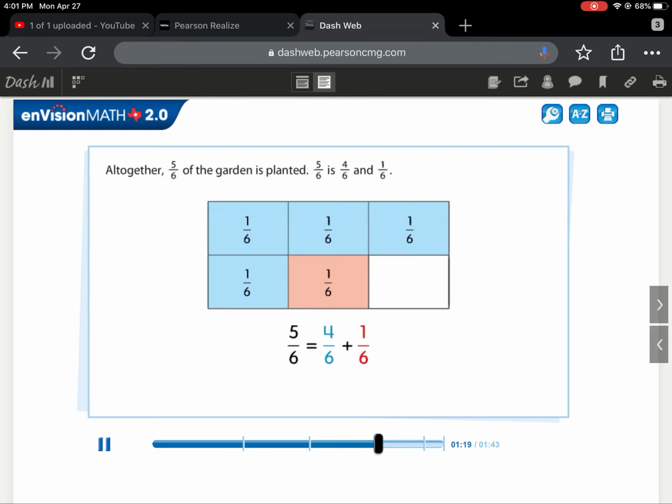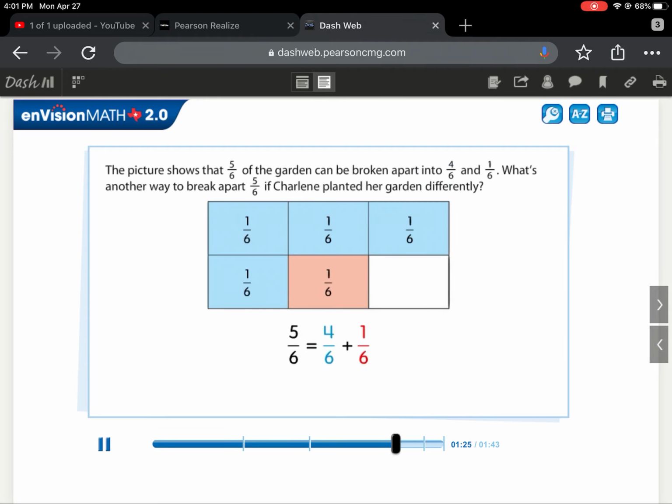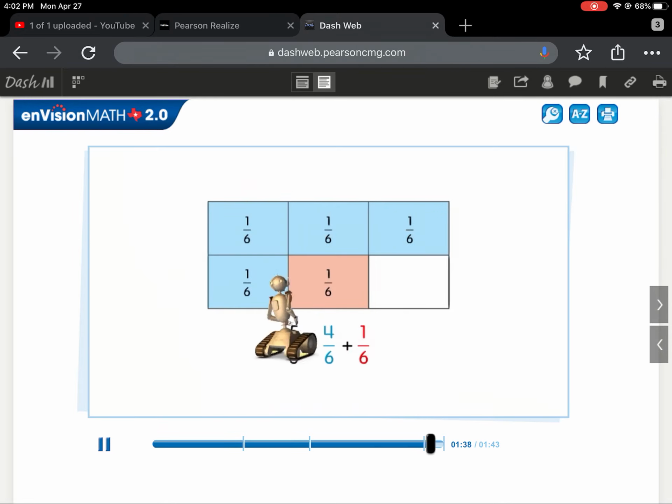The picture shows that 5/6 of the garden can be broken apart into 4/6 and 1/6. What's another way to break apart 5/6 if Charlene planted her garden differently?